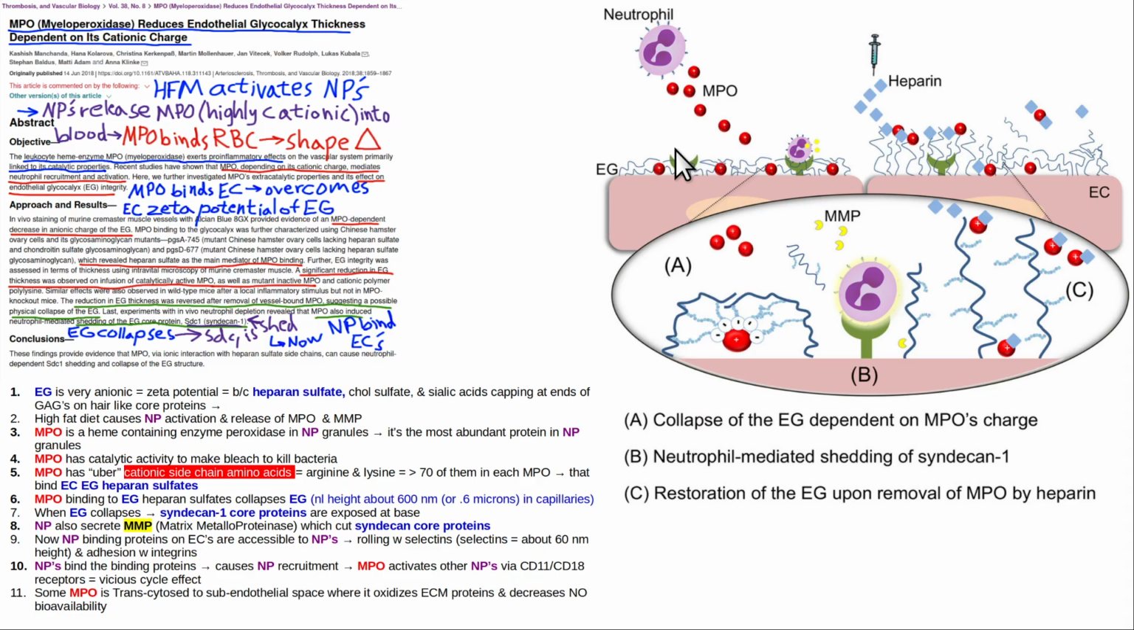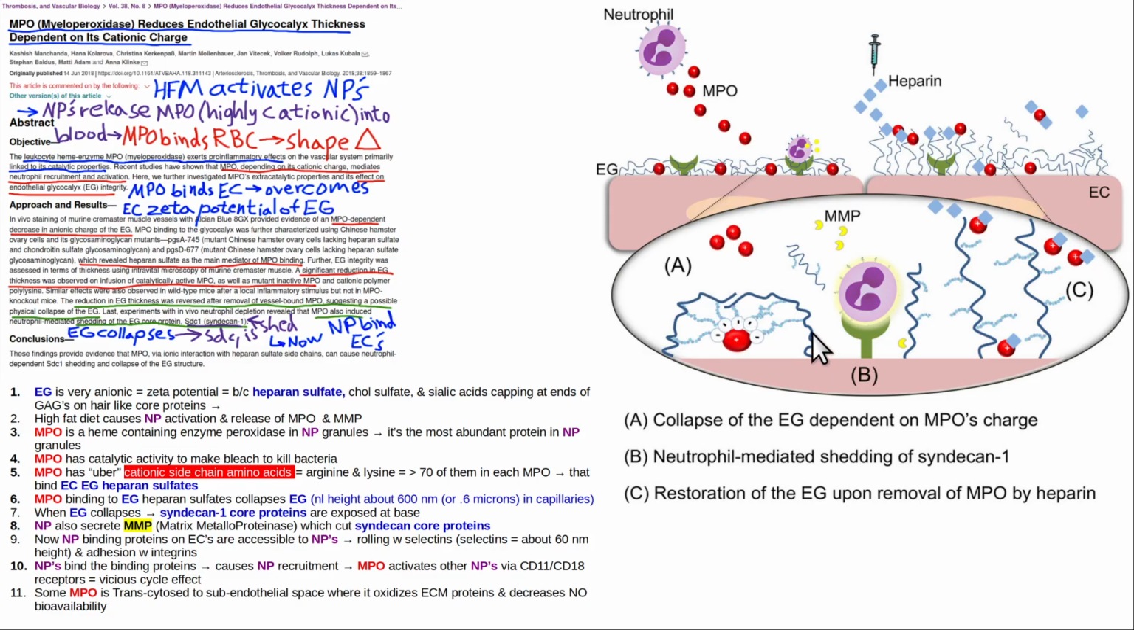And it has lots and lots of positively charged amino acid side chains that stick out from it. Those positively charged amino acid side chains are lysine and arginine. It'll have 70 of them on its molecule. So that's tons of positive charge. And it will then bind with these core proteins coming up from the endothelial glycocalyx, because remember, they're very negatively charged. That's the zeta potential. And the positive charge of the MPOs will bind to the negative charge.